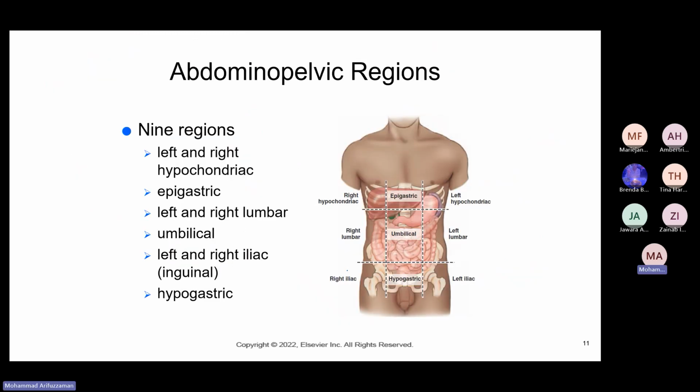Now, abdominopelvic regions. The abdominopelvic cavity is divided into, can you remember how many regions? 9. 9 regions. Good.